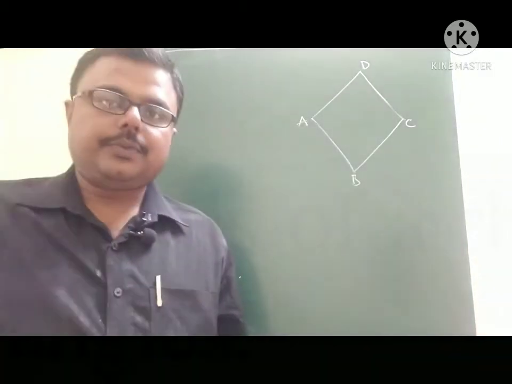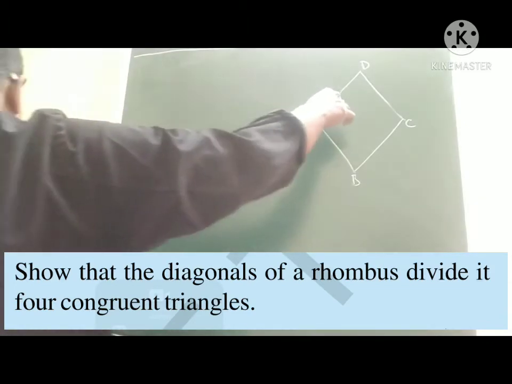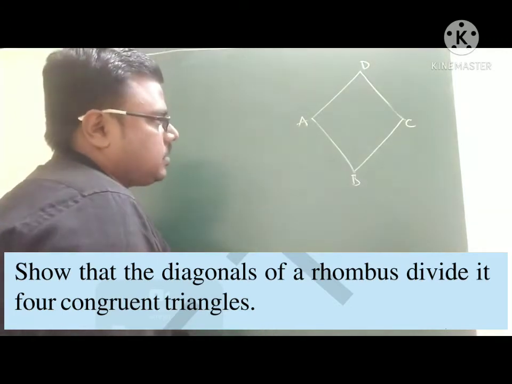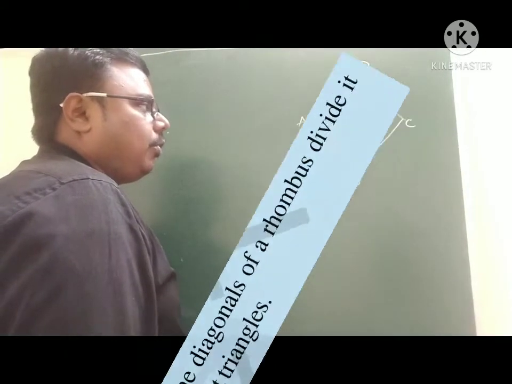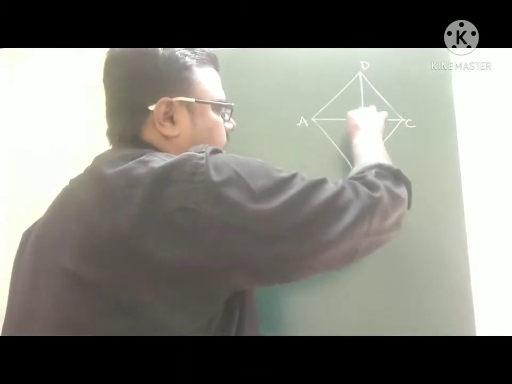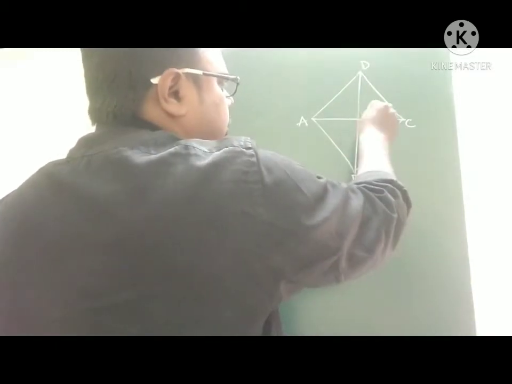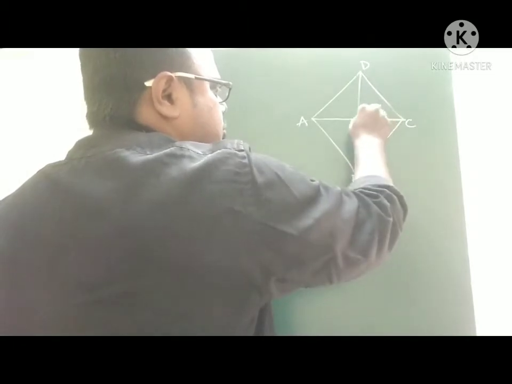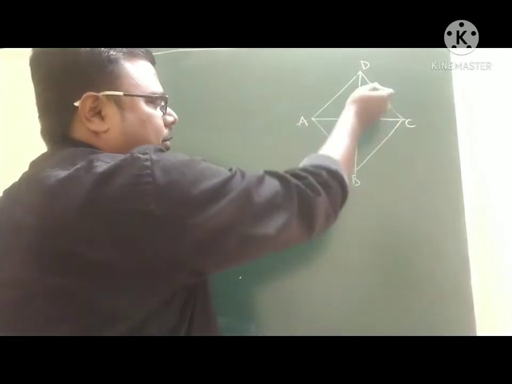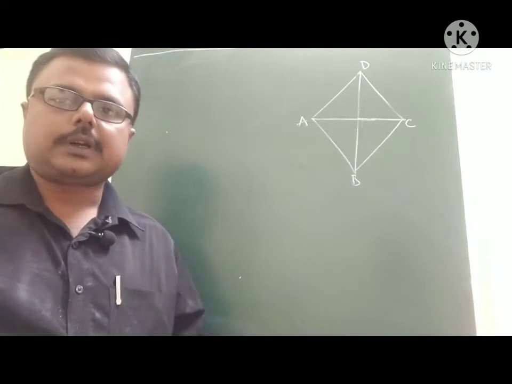Next one is, we need to prove that in a rhombus, the diagonals of a rhombus divide it into 4 congruent triangles. So AC is a diagonal, BD is another diagonal. We are supposed to prove that due to these two diagonals, obviously here we have 4 triangles, and these 4 triangles are congruent.